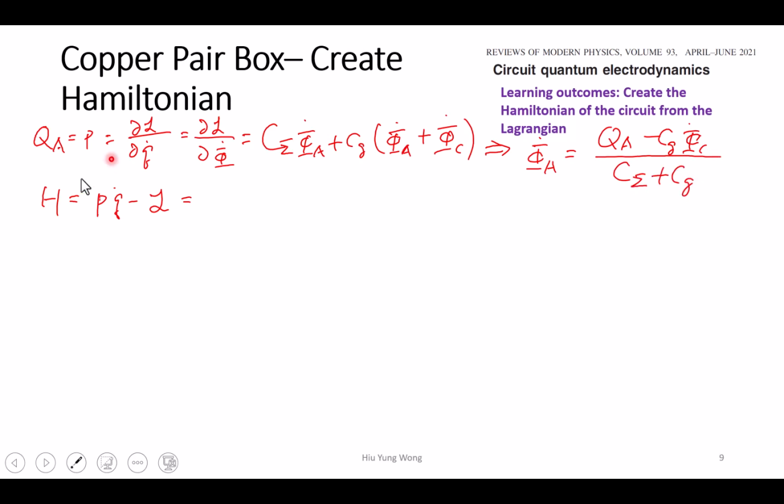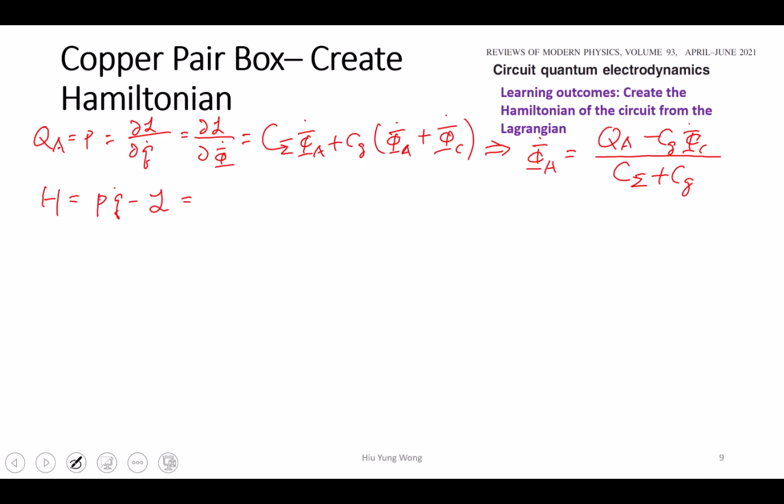How do I get this? Because Q_A equals this term. So I group the phi_A dot, so I have Q_A minus C_G phi_C dot, and then factorize it, divided by C_sigma plus C_G. This is phi_A dot. This is what I need to replace.